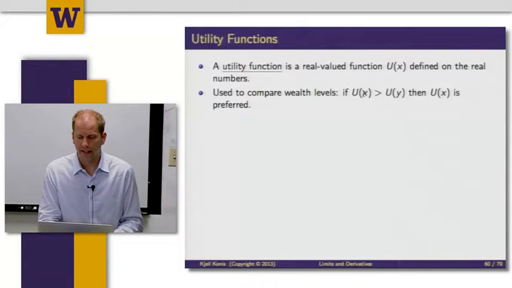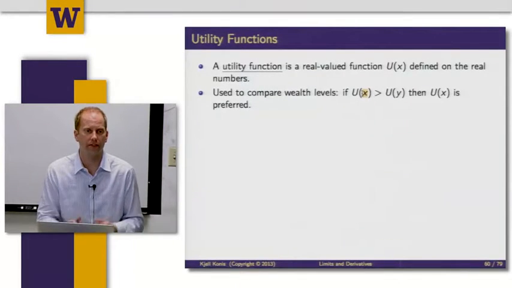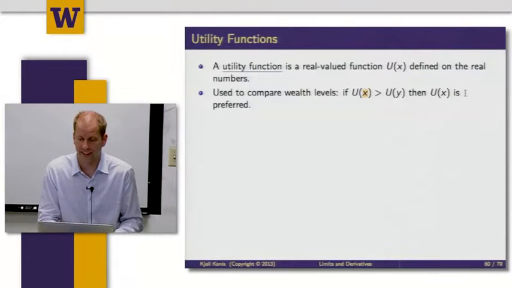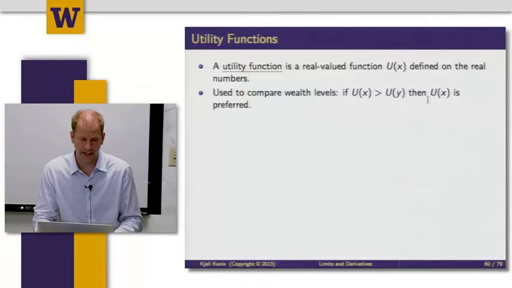Basically, if u of x is greater than u of y, where x and y are some sort of wealth, so you could think of that as maybe income, maybe a payment from something, then u of x is preferred. And so it's basically telling me, well, I have some pictures, and that will hopefully make it a bit more clear.